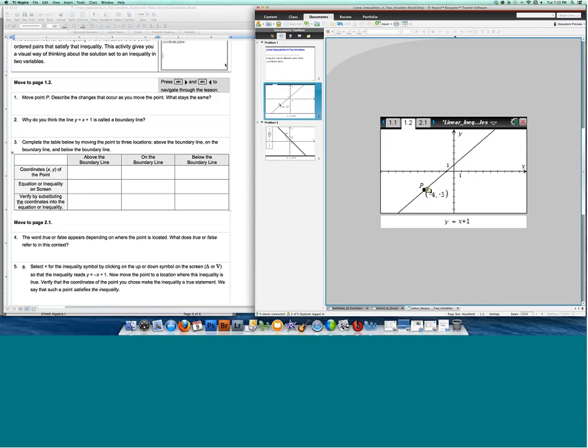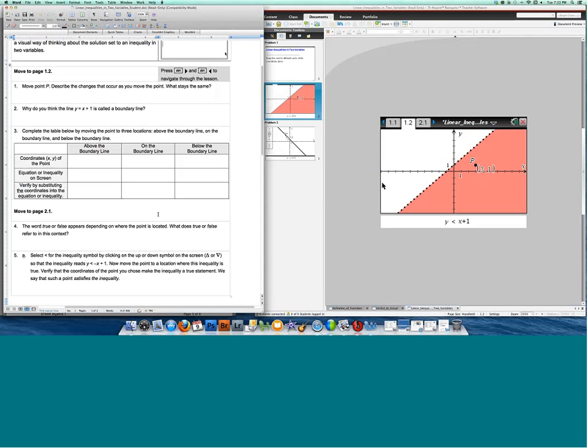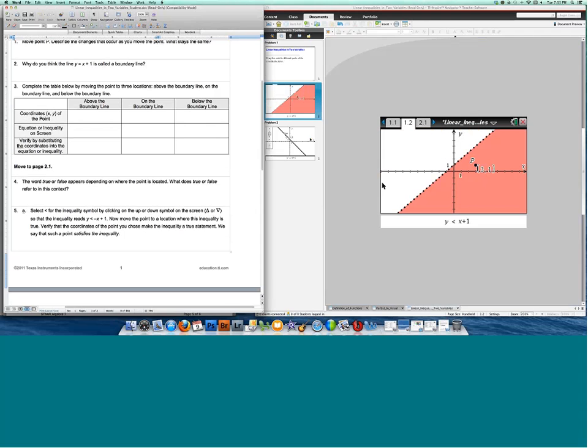And so students in this activity can really place the point anywhere they want, and they're just being asked to observe what happens with the graph as they do that. But along with that, they should also be paying attention to the representation down here. Then once they respond to the questions on the student answer document, there's a couple of questions here that they follow up with on page 2.